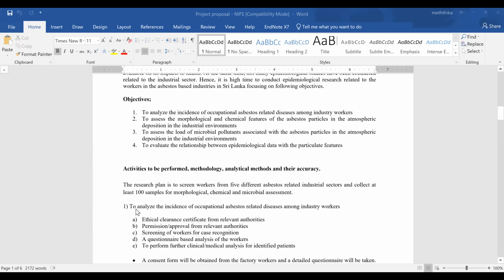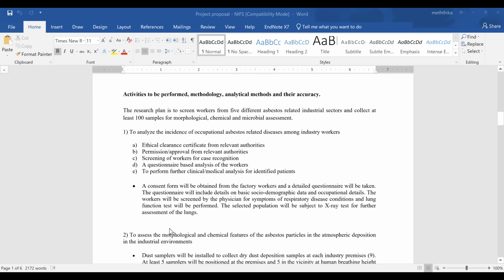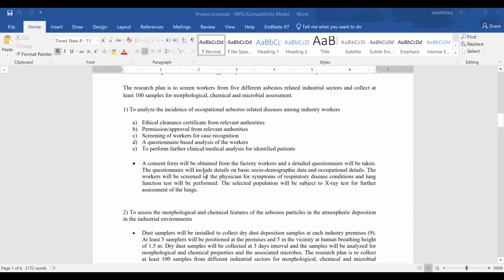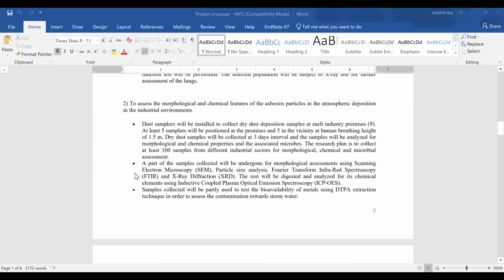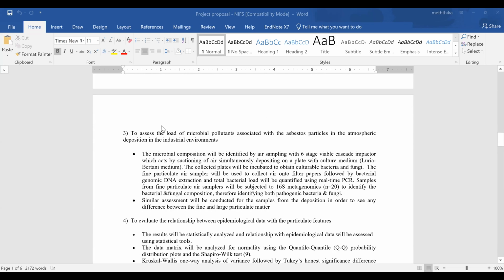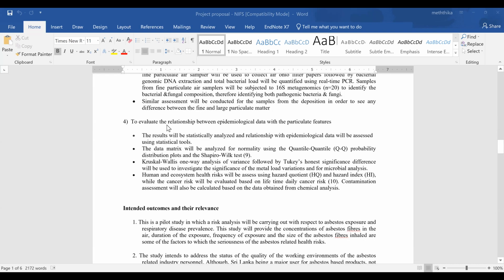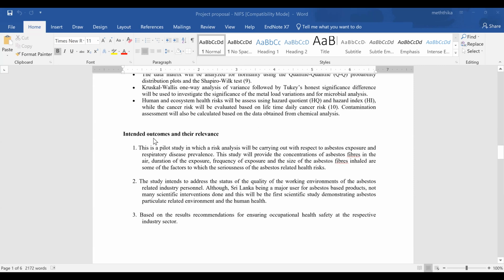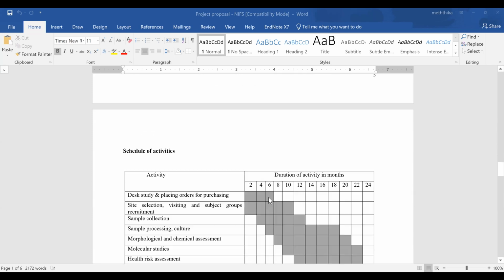So for the very first objective, what are the activities and how you're going to do the methodology. The second activity, you are going to collect the samples. How are you going to collect the samples? How are you going to analyze, and so on. Then for the third objective, you discuss the methodology. Fourth objective, again, you discuss the methodology. Likewise, you can do it. And you can give the intended outcomes and the relevance.